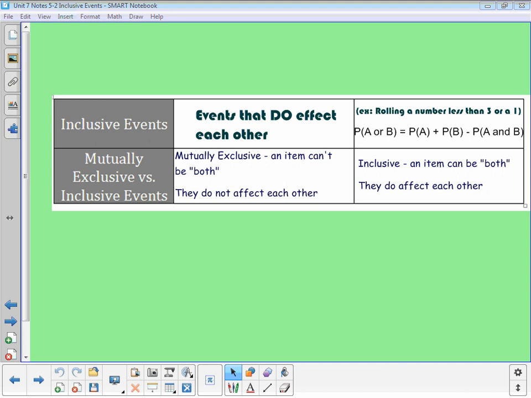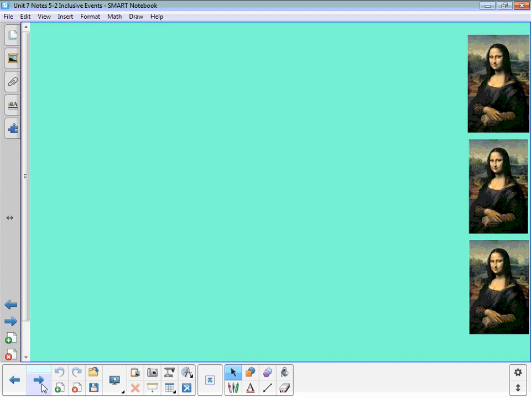Let's take a look at mutually exclusive versus inclusive events. So for mutually exclusive, that's what we talked about yesterday. One item cannot be both. They don't affect each other. They're two separate things. You're either a blue M&M or you're a green M&M. Inclusive events is when an item can be both. So if we're rolling a dice, you could be a 2 and an even number. So you have to take into account that a probability could be counted twice, so that they do affect each other. Okay, let's take a look at these first ones.